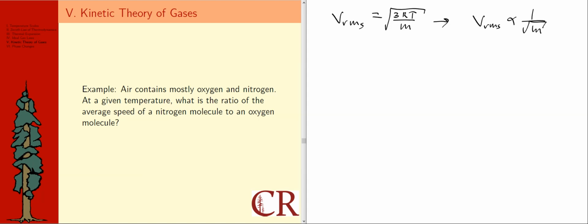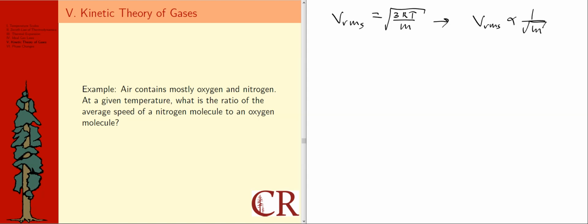And so if I want to know the ratio of the average speed, it said average there, which is actually not RMS, it'll still work because the expression for the mean speed as opposed to the RMS is similar to this. It just has some different numbers. It still has the RT over M under a square root. So this relationship winds up holding for it.